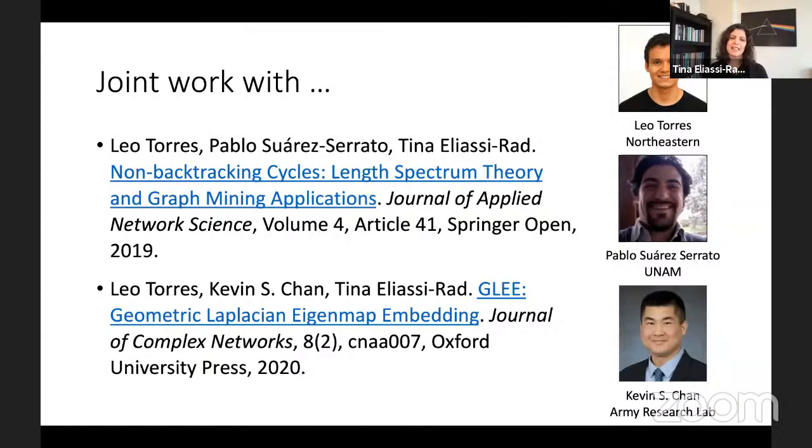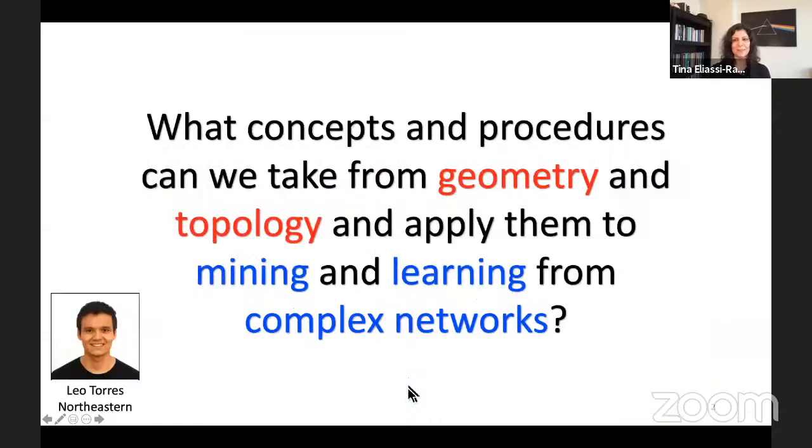It's the work of the mastermind, my amazing Ph.D. student, Leo Torres, and it's joint with Pablo Suarez-Serrato at UNAM and Kevin Chan at the Army Research Lab. Leo Torres is finishing this year, and he's joining the Max Planck Institute for Mathematics in the Sciences at Leipzig to work with Jürgen Jost. So we continue this international theme.